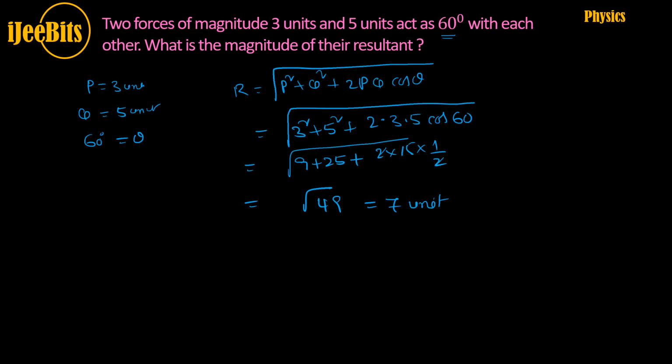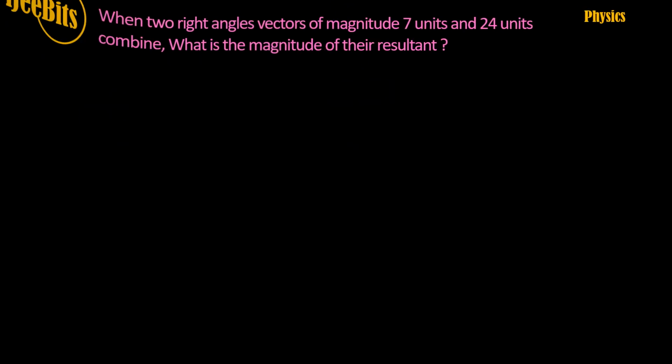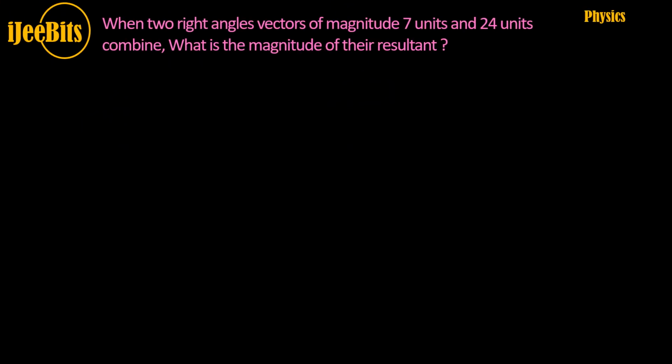Very good. Look at the next problem. When two right angle vectors of magnitude 7 units and 24 units combine, what is the magnitude of the resultant? So it is clearly given both are at right angle, right? So 7 and 24. So theta is 90 degrees.